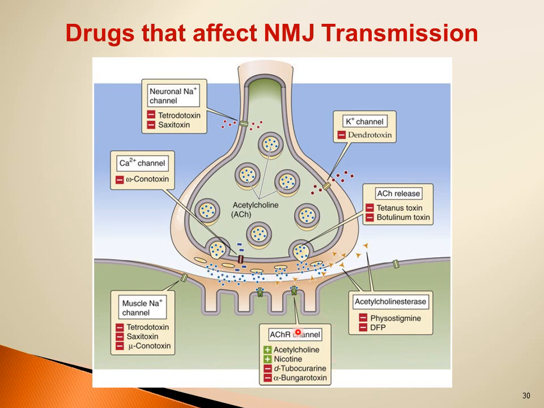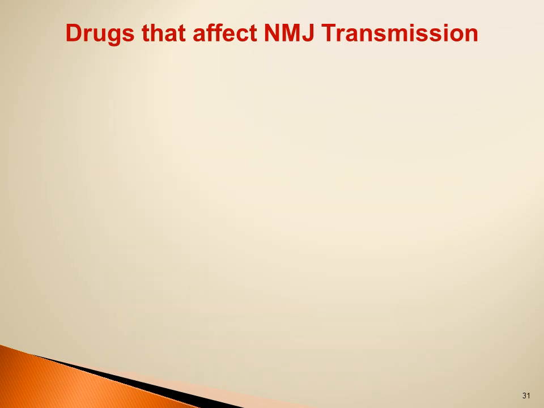Another set of drugs affect the acetylcholine receptors at the motor end plate. Acetylcholine and nicotine are stimulatory, or agonists, for these receptors, while D-tubocurarine and alpha-bungarotoxin are inhibitory, or they block the acetylcholine receptors in the motor end plate.